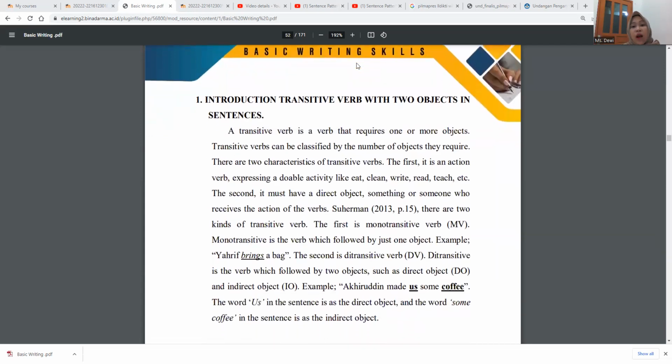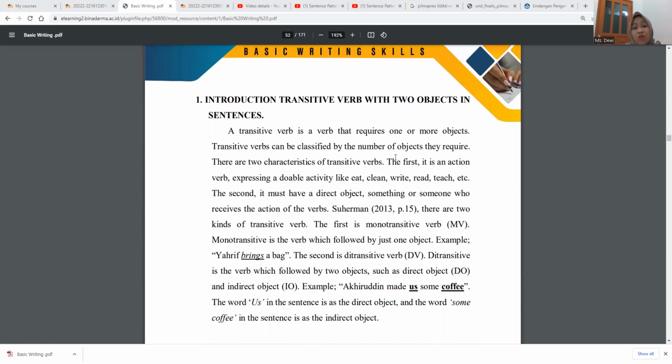All right, introduction: transitive verbs with two objects in sentences. Apa itu transitive verbs? A transitive verb is a verb that requires one or more objects. So it has two objects in the sentence. Transitive verbs can be classified by the number of objects they require. There are two characteristics of transitive verbs.